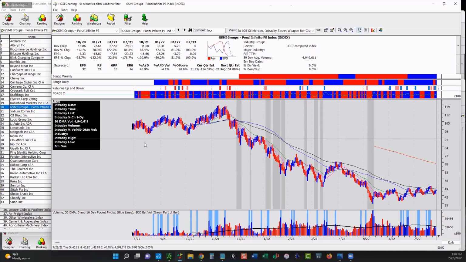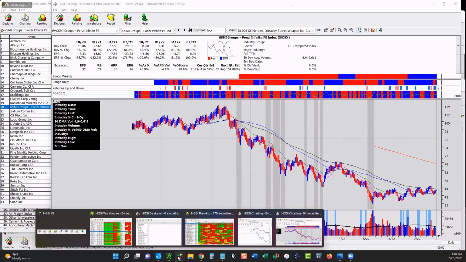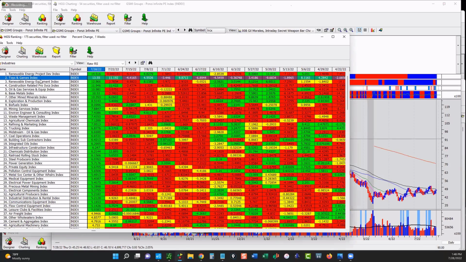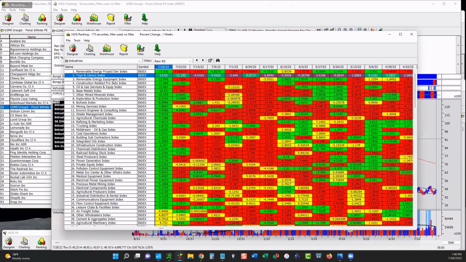The index. This is the other thing that you can do with HCSI very easily: it automatically creates an index of your group, so it gives you a picture of what it's doing. And then what you can do, and I like to do this on a daily basis, is put it into a ranking module. So these are all my groups, and it immediately tells me what's hot.